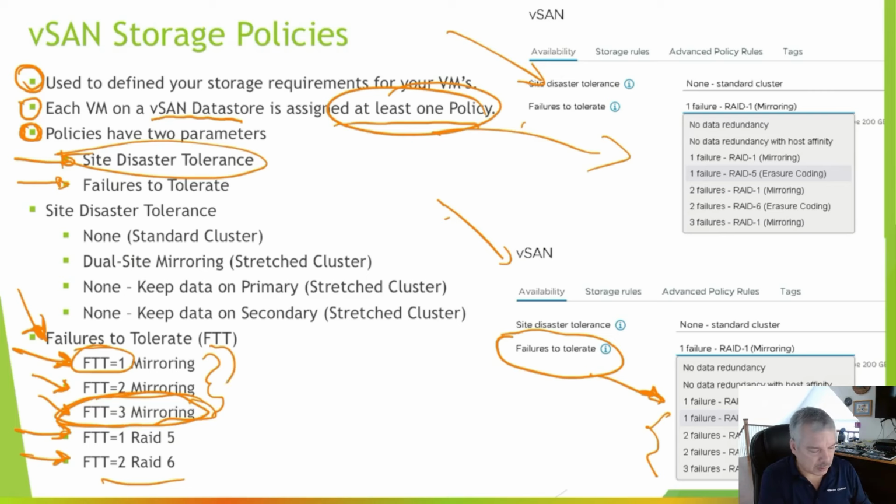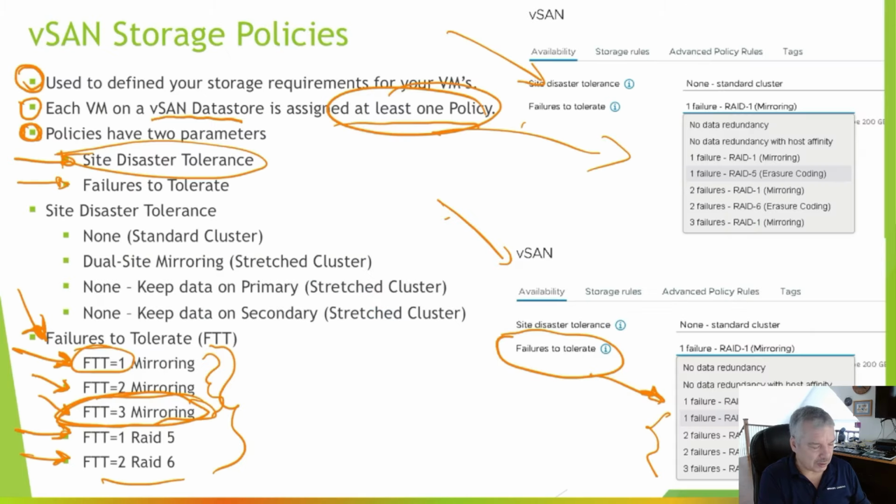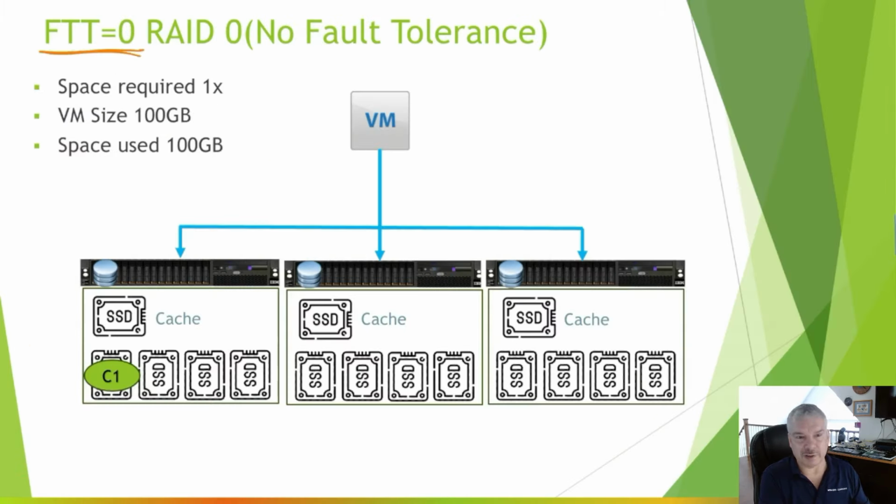So let's take a look at some of these policies here. The first, well, I didn't really mention it here, but there's a failure to tolerate of 0. That's RAID 0. I don't want any fault tolerance. So the space required is 1 times the amount. Let's say my virtual machine here is going to have a 100 gig disk. It's only going to use 100 gig of storage. So I don't care if there's a failure. I put this component down on one of the drives. If something should happen to that drive, well, I lost all my data. Okay, that's failure to tolerate of 0, like you're doing RAID 0.